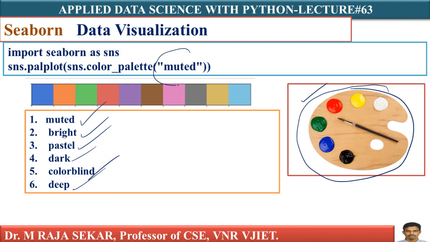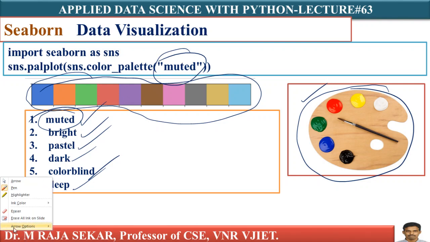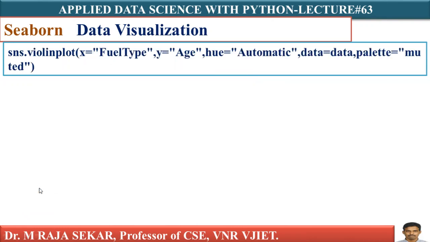For example, muted: I am printing it because I am interested to know which colors are available for muted. Just use sns.color_palette. If you say muted, these are the several available colors in your palette. By mixing these colors, you can construct a violin plot. How will it look? We will try to analyze.